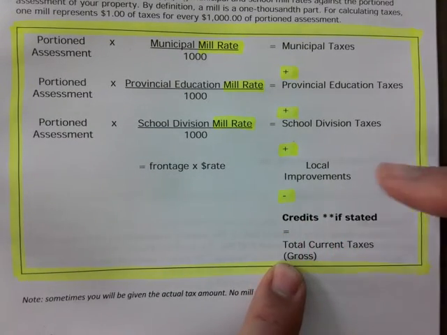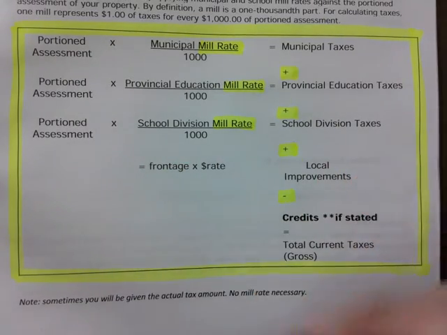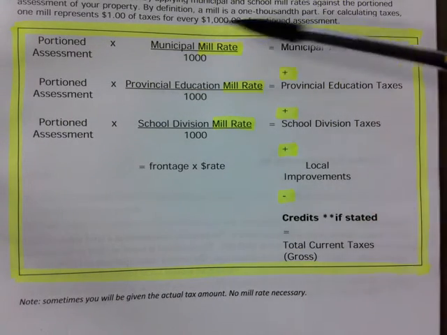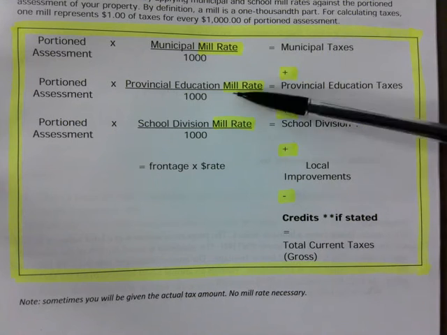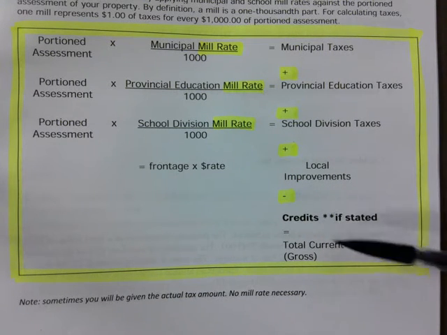And I should say that it may be that there are no local improvements, right? In such cases, you just omit that. This is just assuming all of these pieces are present. You would just figure it out, add up your answers, subtract any credits if they're given, and then you get your total current taxes.